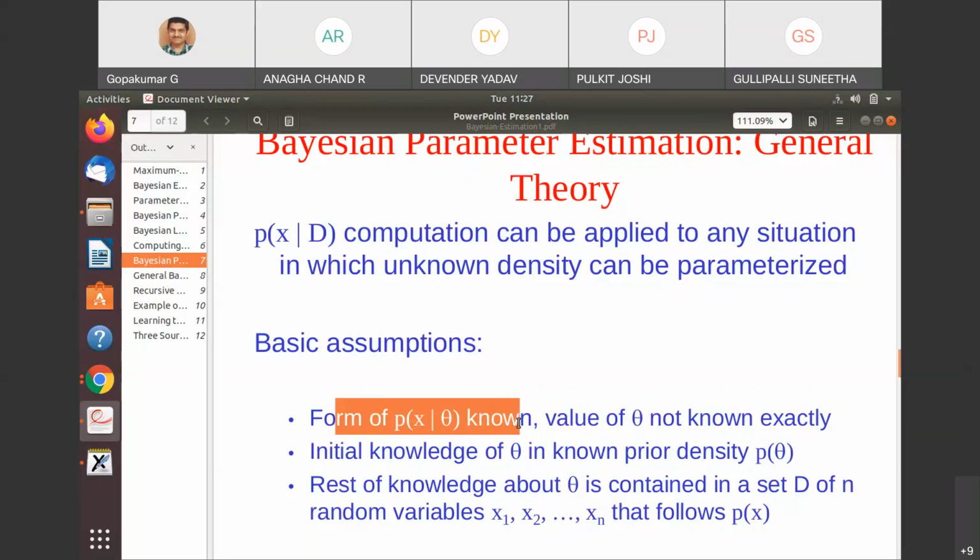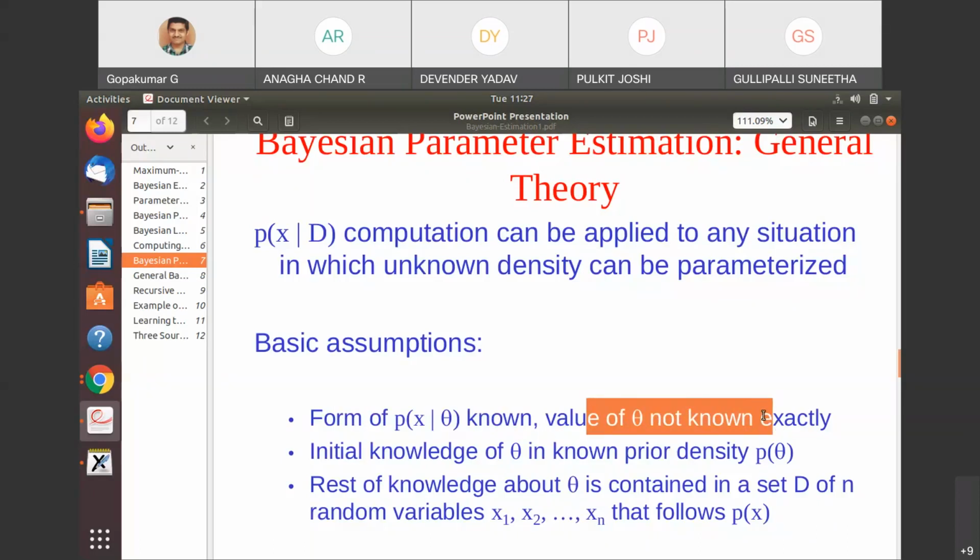So we assume that, given the parameter vector of a distribution, we know the form of that distribution. That is the assumption. I think we have done this in the MLE case also. So the probability of x given theta is known in form, but the value of theta is not known exactly, and that we have to find out.